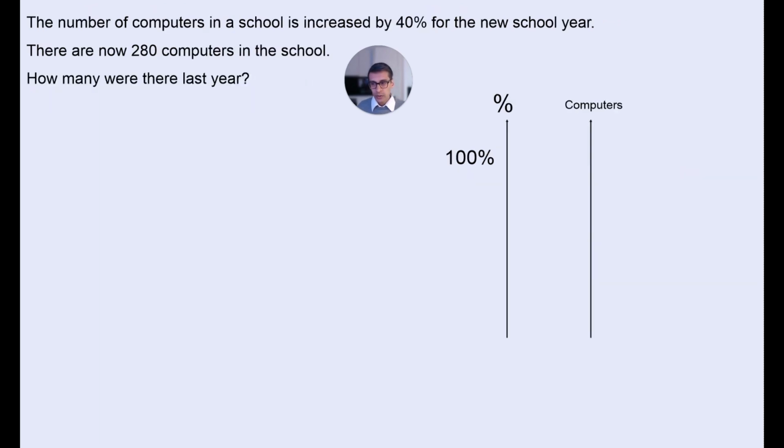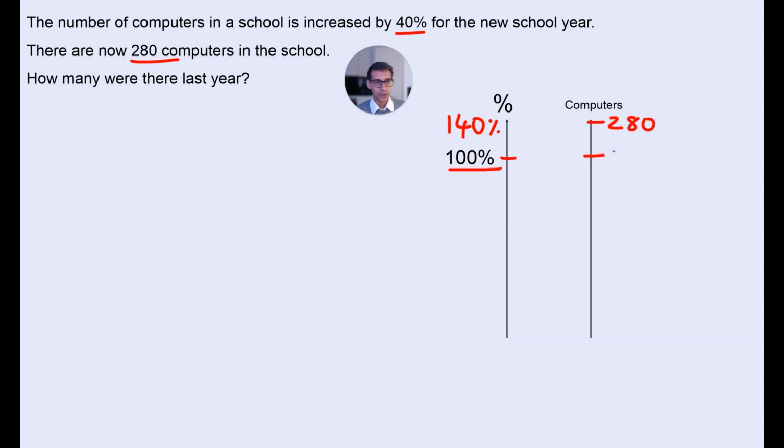This question is optional. If you want to go straight to the exercise, just skip ahead very slightly in the video. Otherwise, another chance for you to practice with an explanation. Pause the video and have a go, or skip ahead slightly. Okay, so from here, let's work through it. The number of computers in the school is increased by 40%. So you have your original number of computers, and then you increase it by 40%, so you have 140% now. There are now 280 computers. How many were there last year?